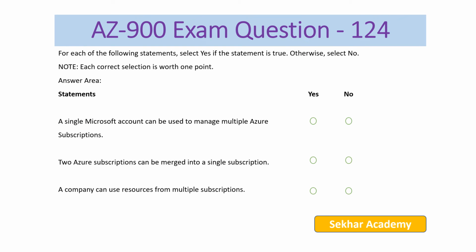AZ-900 exam question number 124. For each of the following statements, select yes if the statement is true, otherwise select no. Each correct selection is worth 1 point. Statements we have: Statement 1.